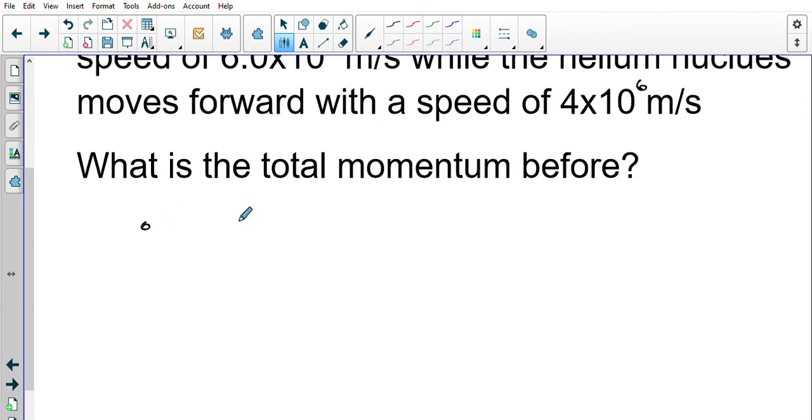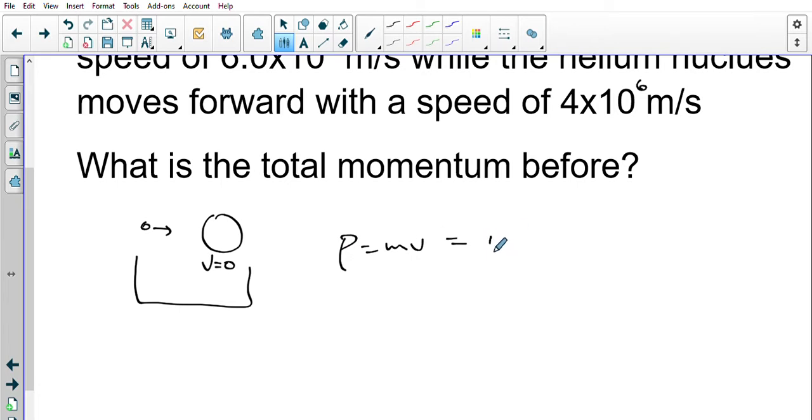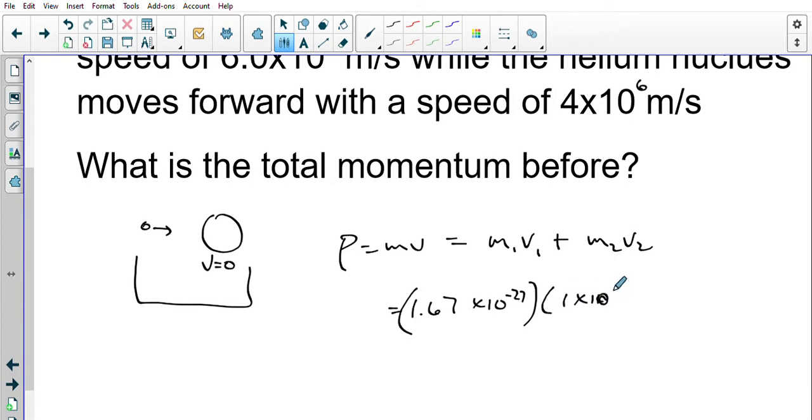All right, so we've got a small object, we have a large object. This one is at rest, and this is traveling quite quickly. So total momentum, p is equal to mv. So we would have m1v1 plus m2v2. The mass of the proton being 1.67 times 10 to the negative 27 kilograms, and it's traveling at 1 times 10 to the 7 meters per second, plus 0.